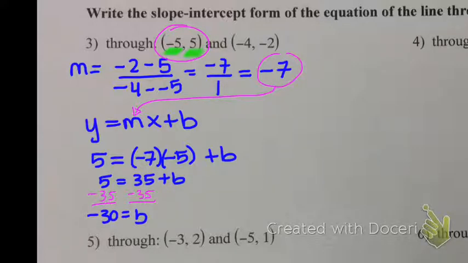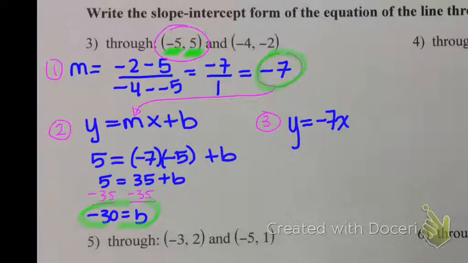Okay, so I've gone ahead and done step 1, solving for m. I've done step 2, solving for b. Last thing I'm going to do is step 3, write the final equation of my line using the m that I found, which was -7, and the b, which was -30. So I'm going to go ahead and plug each of those in to the format of slope-intercept form. y equals mx plus b. b was -30, and this is my final answer.